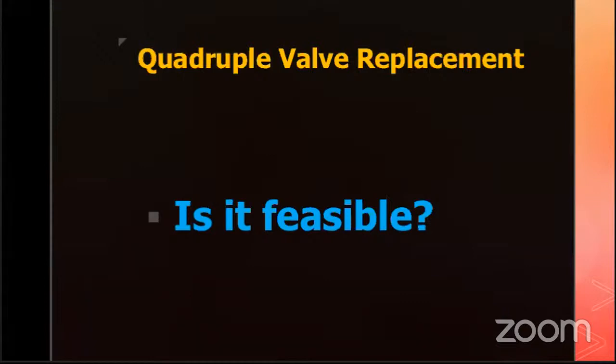Quadruple valve replacement. Speaking about the difficulty of multiple valve disease and how difficult the decision is, involving the patient in their decision, and the choice of the valves and the outcomes of each of them. The question comes up, is it feasible to proceed and change all 4 valves of the heart?